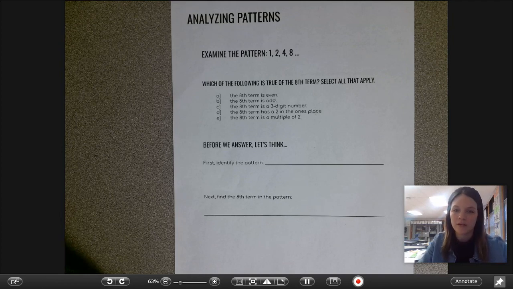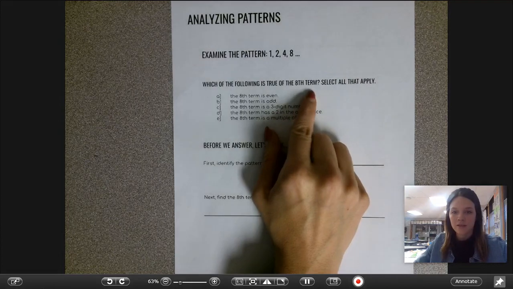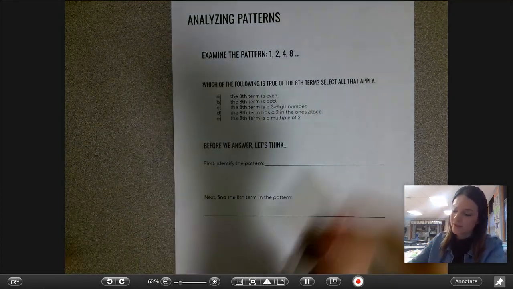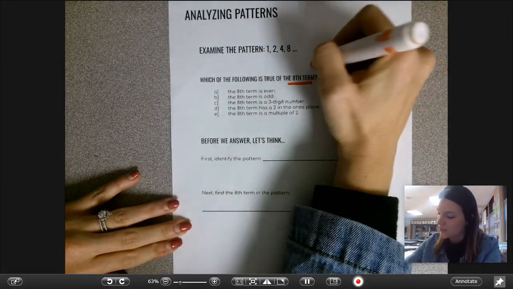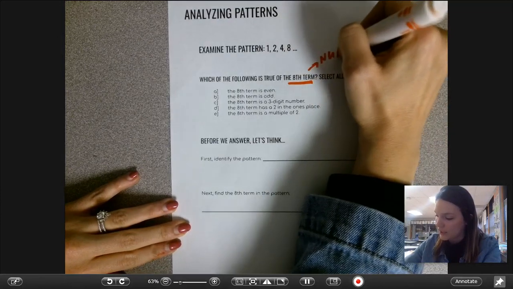So the first pattern we're going to look at is this: 1, 2, 4, 8. And then we have some questions that we need to answer because it says, which of the following is true of the 8th term? The 8th term, again, is just another fancy word for the 8th number in the pattern.